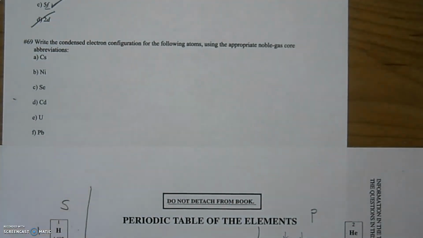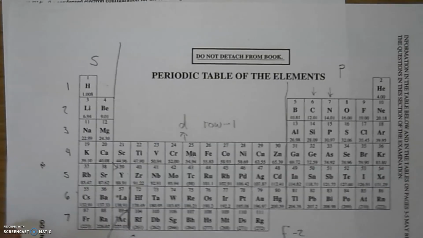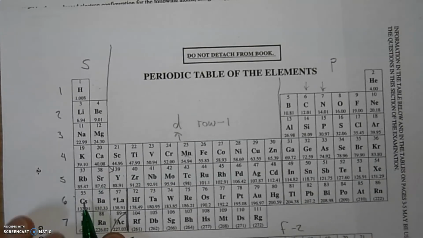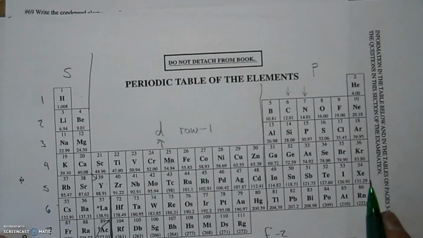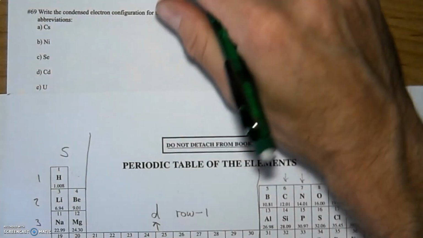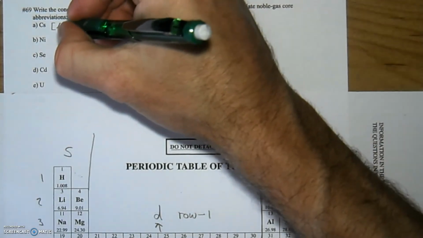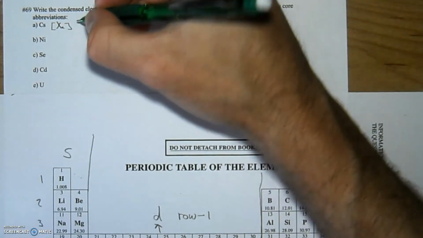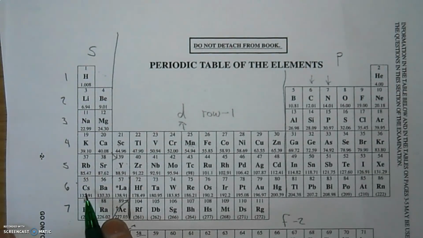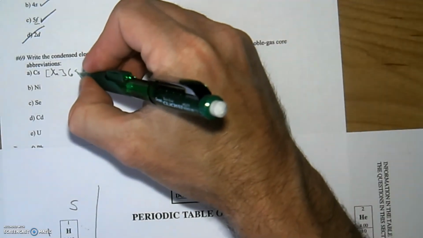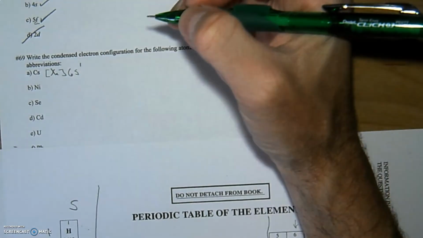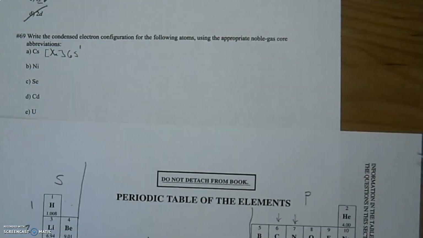The first one, cesium. So we've got to find cesium on our periodic table. There it is. And again, using the condensed version, we can sum up based on xenon way up here. So as far as writing that, we will simply say xenon. And then moving down here, it is 6s1. That's just where it's at. So 6s1. Done.